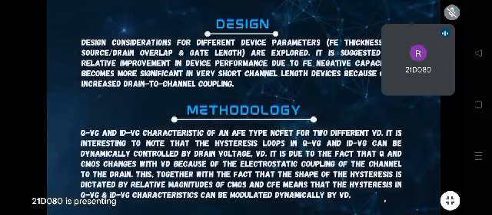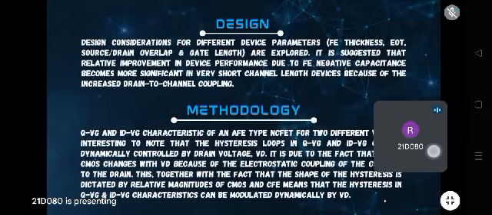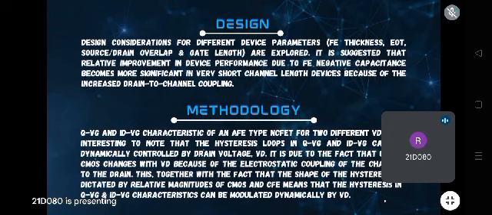Now design and methodology. Design considerations for different device parameters are explored. It is suggested that the relative improvement in device performance due to Fe negative capacitance becomes more significant in very short channel length devices because of the increased drain to channel coupling. Now coming to the methodology.